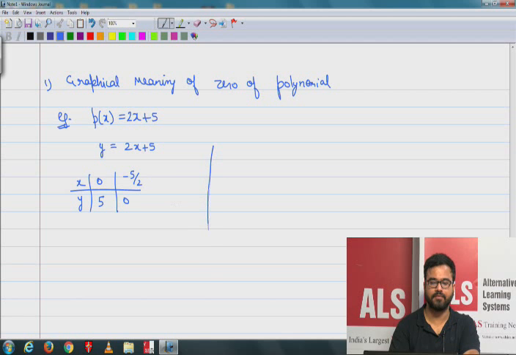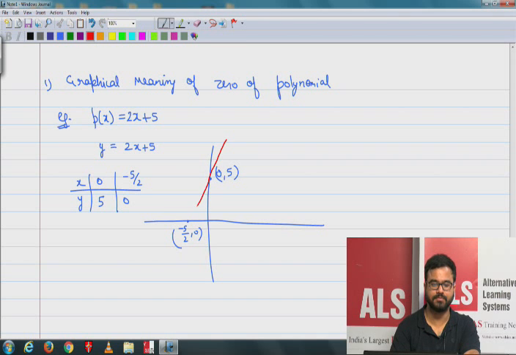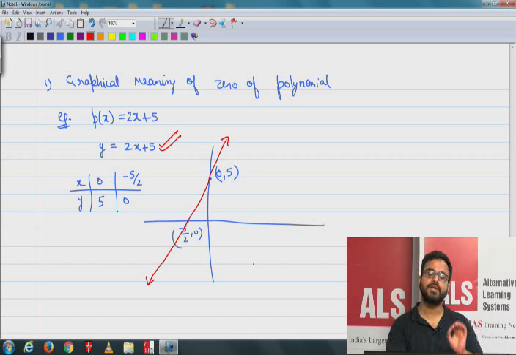So on the graph, this 5 comma 0, 0 comma 5 will be over here, x0 y5, and minus 5 by 2 comma 0 will be over here, right? So now if you draw the line passing through these 2 points, this red color line is called the graph of this polynomial. Now geometrically, graphically, what do we mean by this?